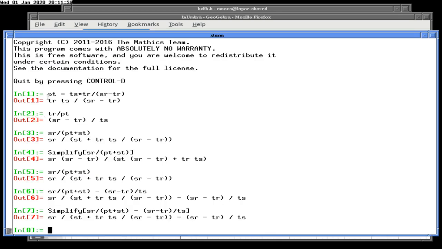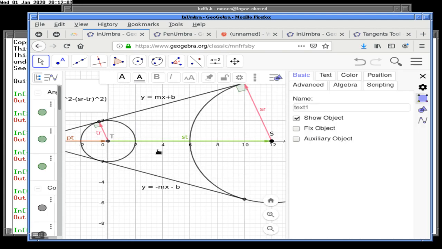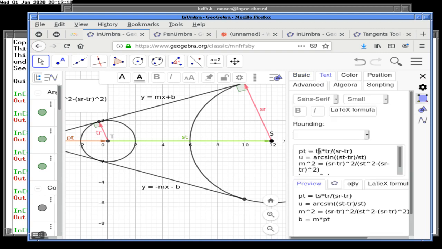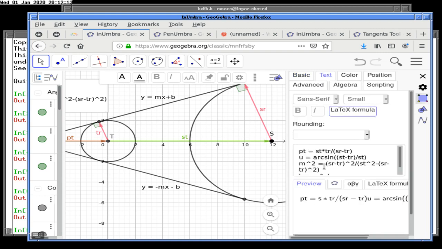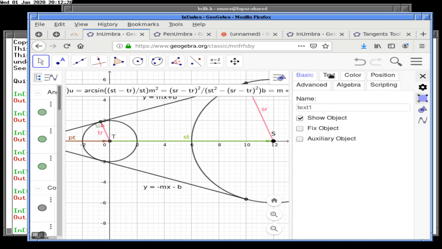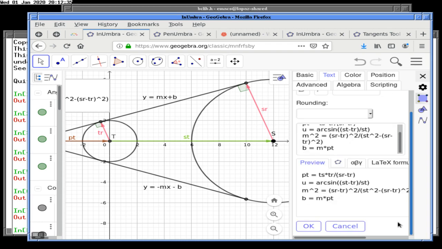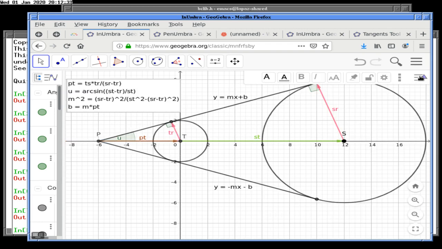Wait a minute, I made a mistake here. We have decided to use ST instead of TS, so I need to slightly modify this to say ST, not TS. They're identical, it's just that I've decided to use the variable in that direction. And of course, that screws up everything. Okay, why? Oh, it's not a LaTeX formula. Do I have to actually do a save down here? Yes, I do. Okay, there we are. All right, let's try that again.